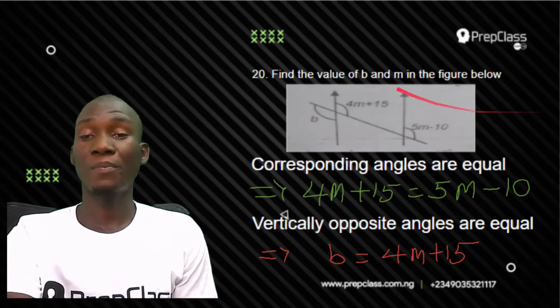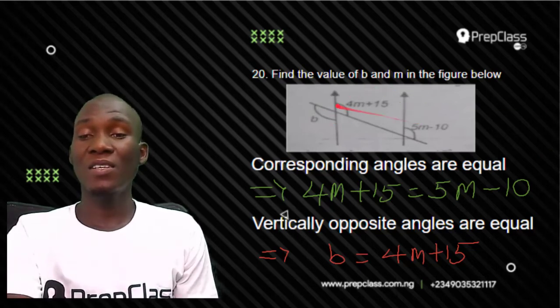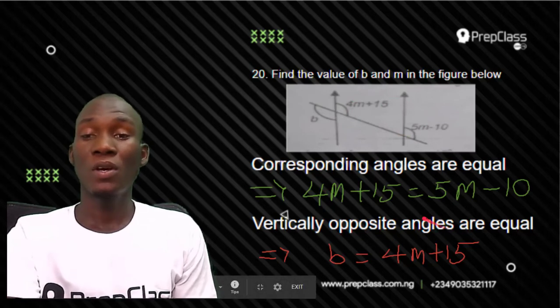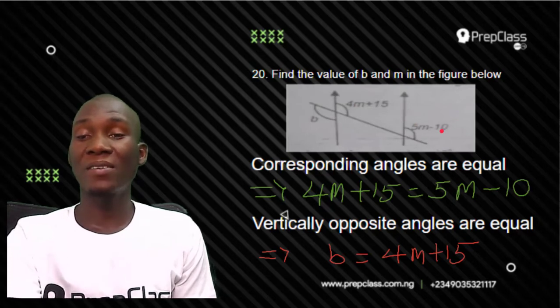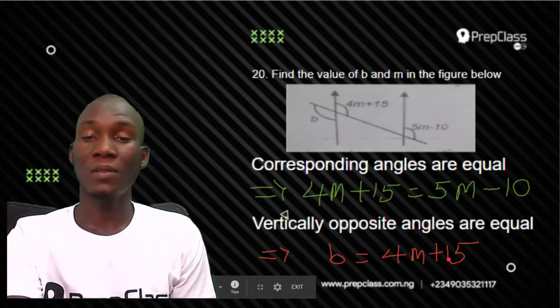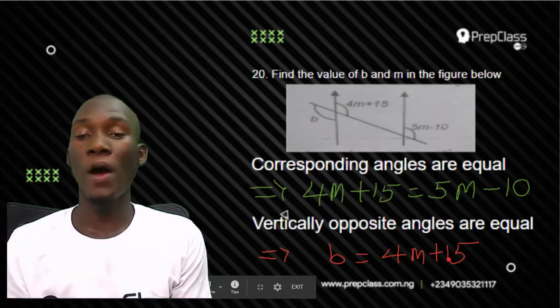Now, from the diagram, these lines are showing corresponding angles and vertically opposite angles. Now, the angles 4m plus 15 and 5m minus 10 are corresponding angles, and corresponding angles are equal. So therefore, we have that 4m plus 15 is equal to 5m minus 10. Also, b and 4m plus 15 are vertically opposite angles. Now we have b equals 4m plus 15. So from here, we can solve for m and b.